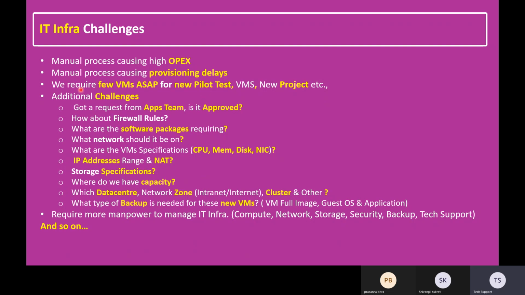And some customers may ask, we require a few virtual machines ASAP. ASAP means as soon as possible. For a new pilot test, there is one scenario which is pilot test, and one scenario which is VMS. VMS here does not mean virtual machines. VMS means vulnerability management system. Suppose they want to do some vulnerability scanning. For the vulnerability scanning, they need a few virtual machines immediately. And also there is a new project for the customer. For the new project also, they need a few virtual machines immediately.